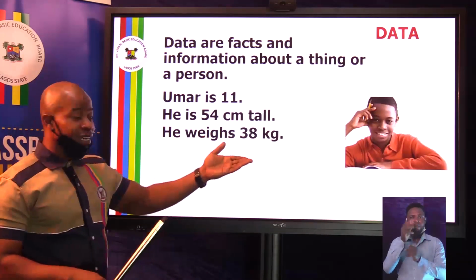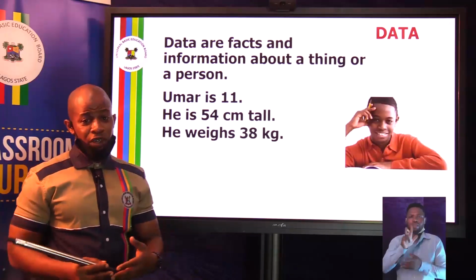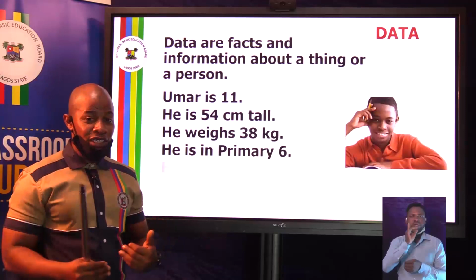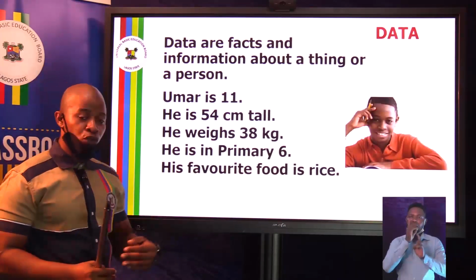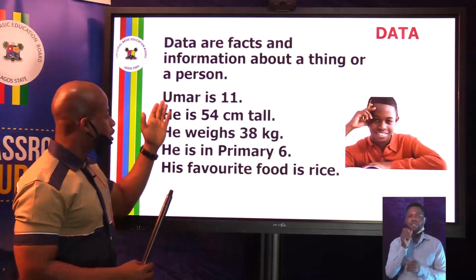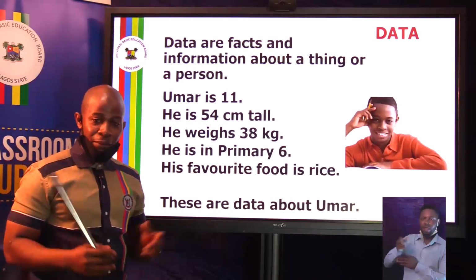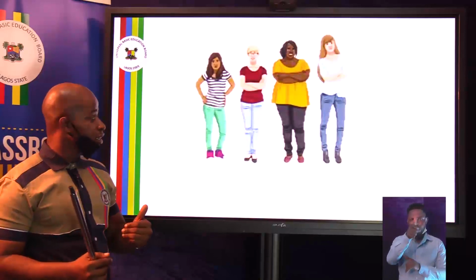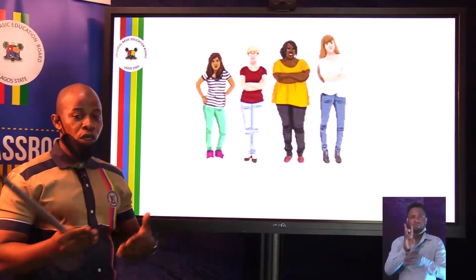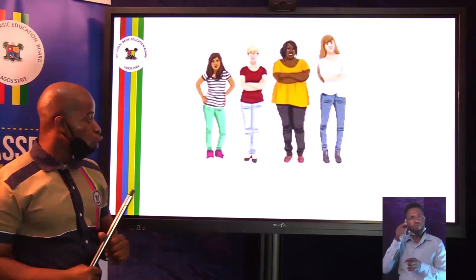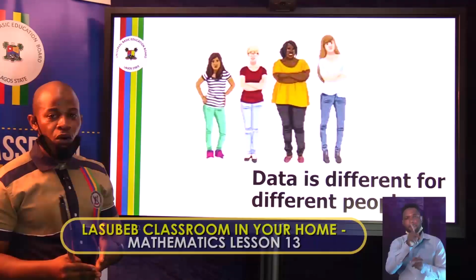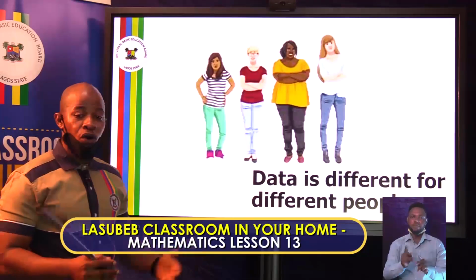He weighs 38 kilograms. That's another piece of data about Umar. He is in primary 6. That's another piece of data about Umar. And his favorite food is rice. All these, my friend, are data about Umar. Now, you compare Umar to yourself. You're also in primary 6. The data for Umar will be different from your own data, because data from one person is different from another person. Data is different for different people.